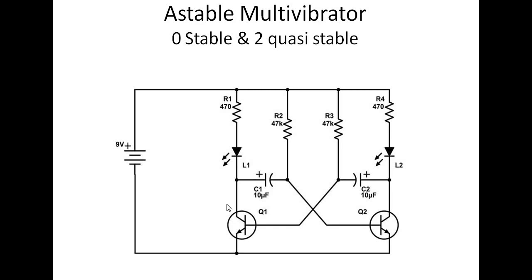Look at here, there are no triggering components here, right? Here we can see two transistors, here also it is a cross coupled transistor pair, right? Two capacitors and four resistors and two LEDs. If you draw a line vertically at exactly the center, the number of components on the left hand side equals the number of components on the right hand side. That's why we can say this circuit is a symmetrical circuit, right?